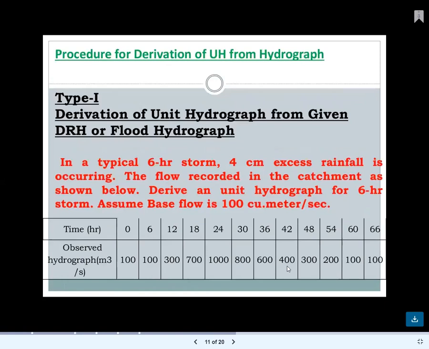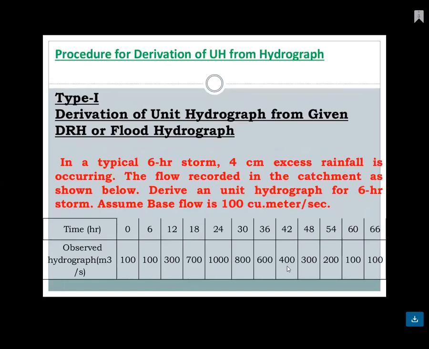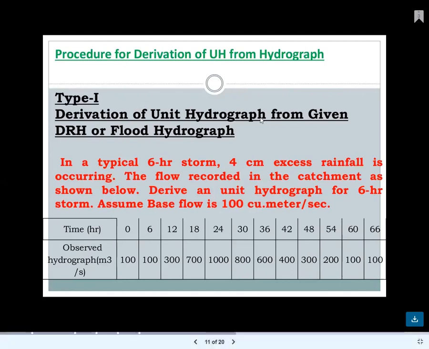So you can see here the procedure for derivation of a unit hydrograph from a hydrograph. Type 1 is the derivation of a unit hydrograph from a given DRH or a flood hydrograph. In a typical 6-hour storm, this is the example: 4 centimeter excess rainfall is occurring. So the flow recorded in the catchment is as shown below. Derive a unit hydrograph for the 6-hour storm. Assume the base flow is given, that is 100 cubic meter per second.